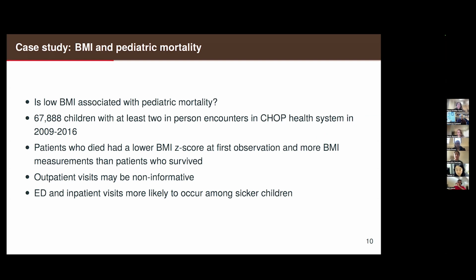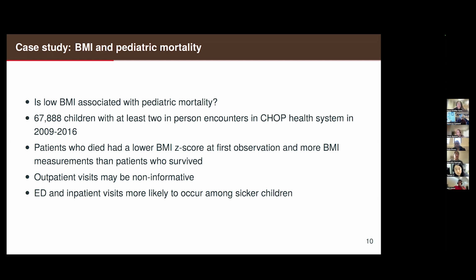So altogether, it looks like there is potentially an informative observation thing going on here, where maybe there's a negative association between BMI and survival, but additionally, kids with low BMI are being more intensively monitored, so we have more information about what their BMI looks like.